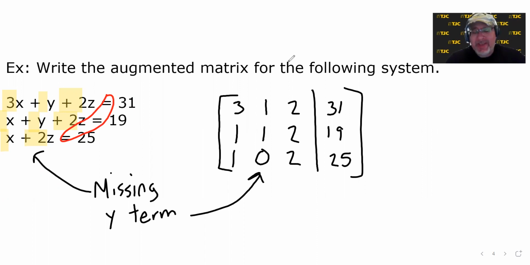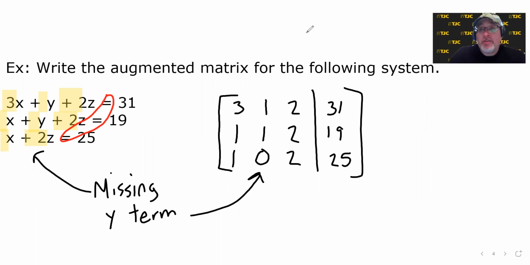And if you're wondering where the x's, y's, and z's are, the truth is they're kind of implied by their columns. You don't have to write x, y, and z on top, but that's what each column represents, the coefficients of the x's, y's, and z's, whereas each row represents an equation. Just watch out for missing terms that have to be represented with a 0.